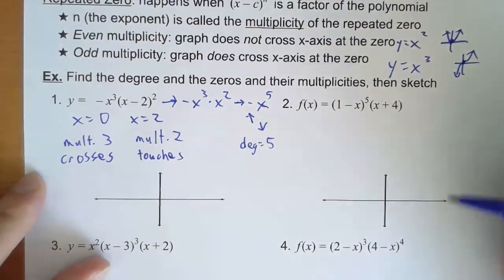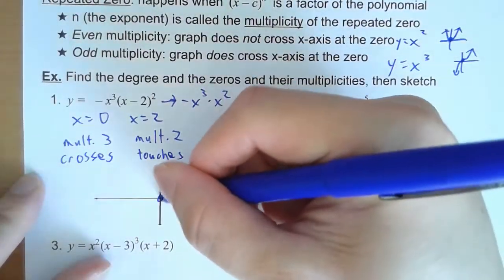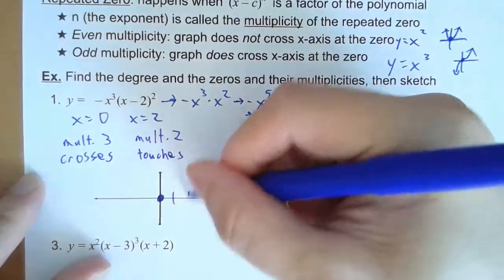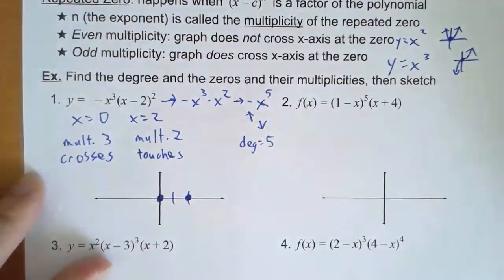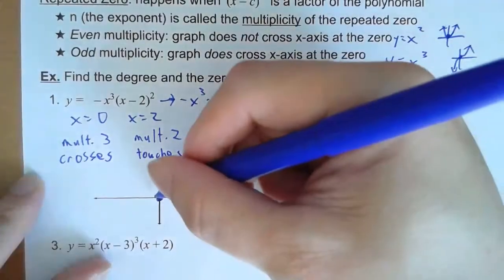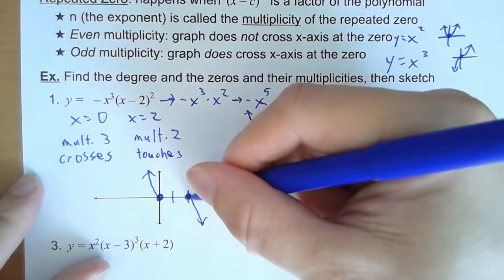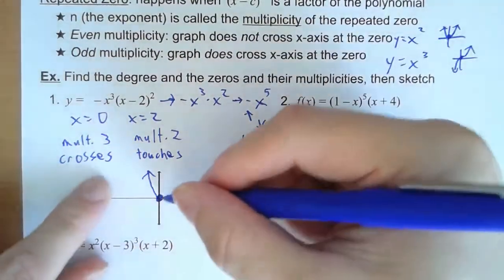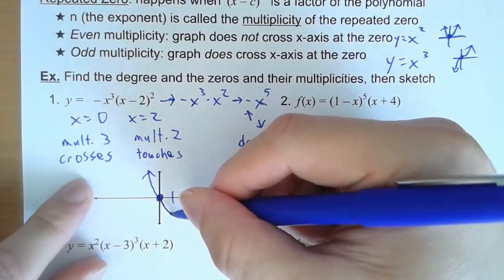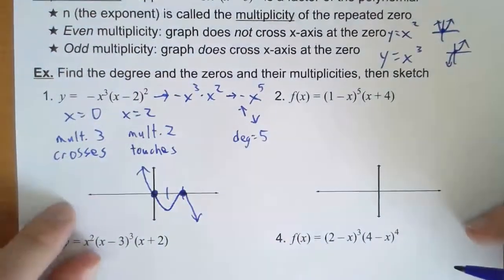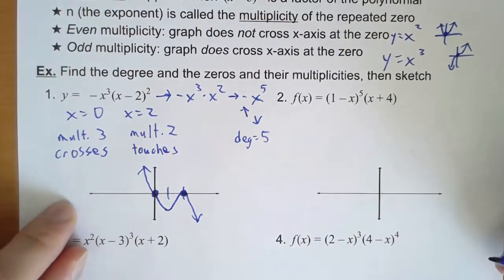So when I go to graph this, I've got a 0 at 0, and then the 0 at x equals 2. And then I know my arrows have to go like this and like this. Then we said at this one, it's going to cross. And at that one, it's just going to touch. It's not going to cross.